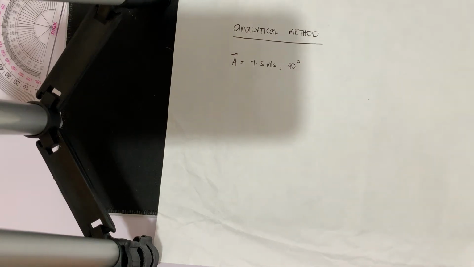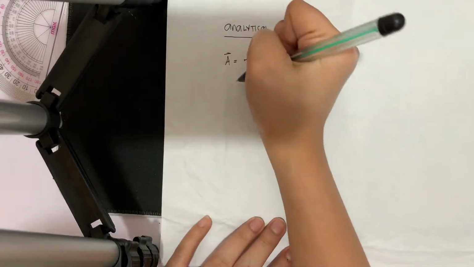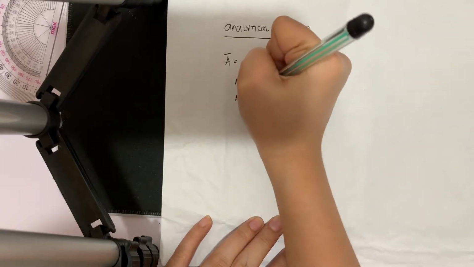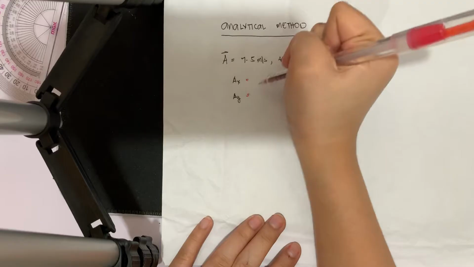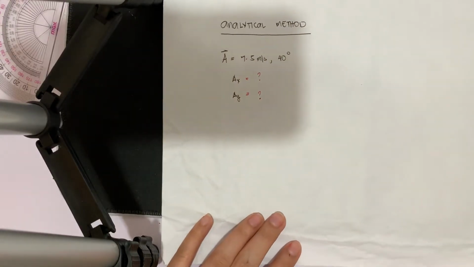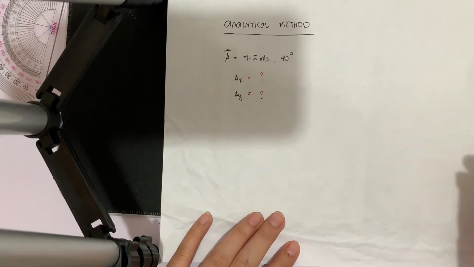Hello everyone, and welcome to General Physics 1. Today we are going to discuss how to solve for vectors using the analytical method. In this problem, you are tasked to solve for the value of ax and the value of ay. So what is the equivalent value of ax and a sub y?